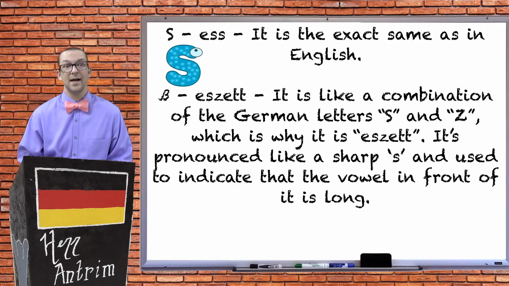S. This is exactly the sound as it is in English. Eszett. It's like a combination of the letters S and Z, which is why it's called an Eszett. It's pronounced like the sharp S, which is that S sound, and is used to indicate that the vowel in front of it is a long vowel sound. Eszett.